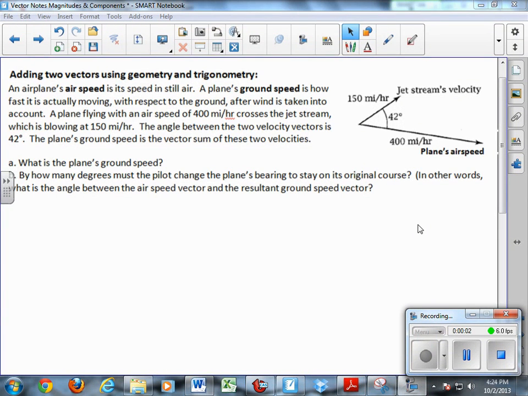In this video, we're going to be looking at a practical application of adding two vectors in which we cannot use components to add the vectors. We have to use a little trigonometry.